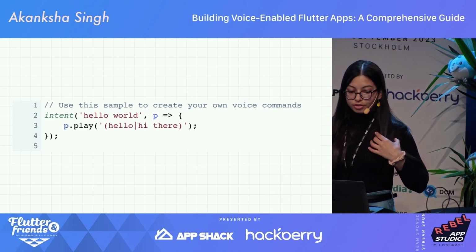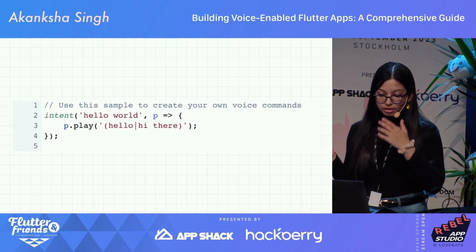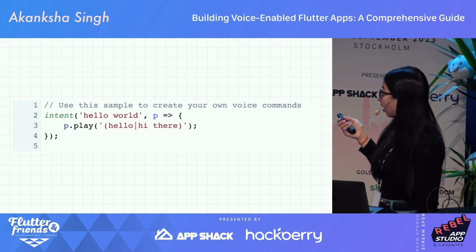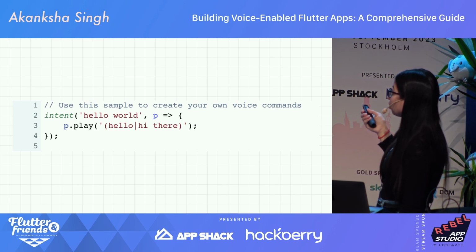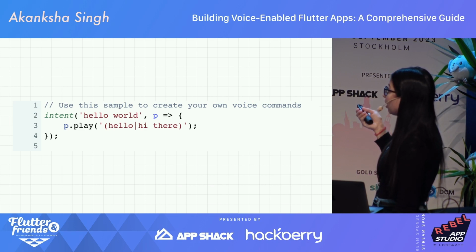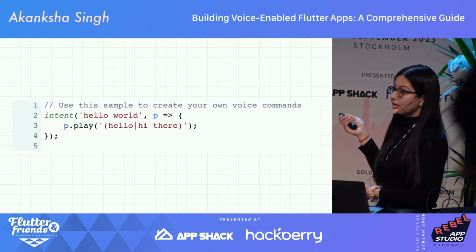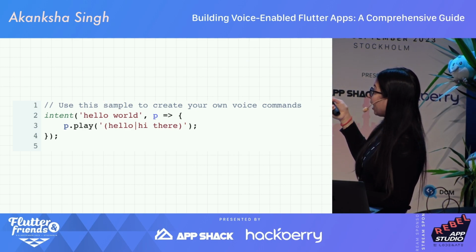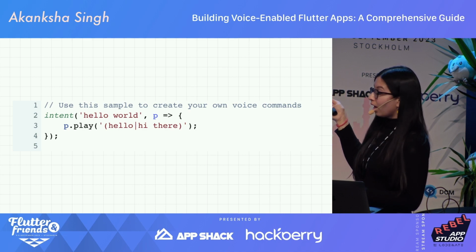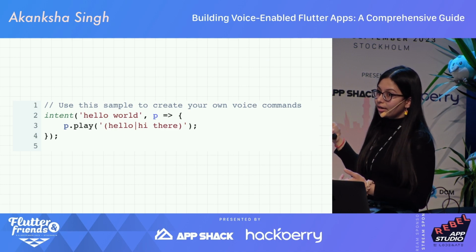Here is an example of the code, the commands and how they are given. Here you can see the hello world command. The intent function takes hello world. When the user says hello world, the next line, p.play, means that Alan will respond as hello or hi there. So this is basically how it works: the intent takes the user input and the play function is the response of the Alan assistant.